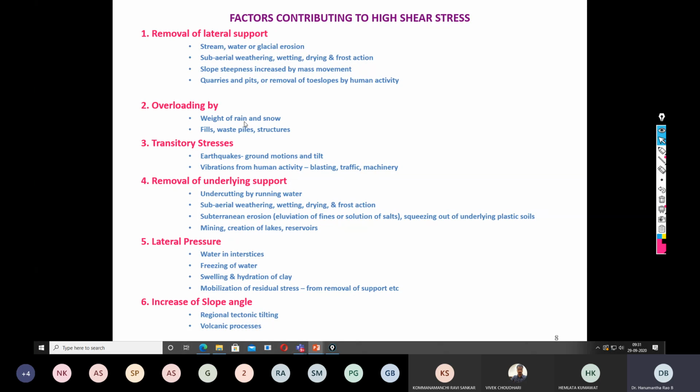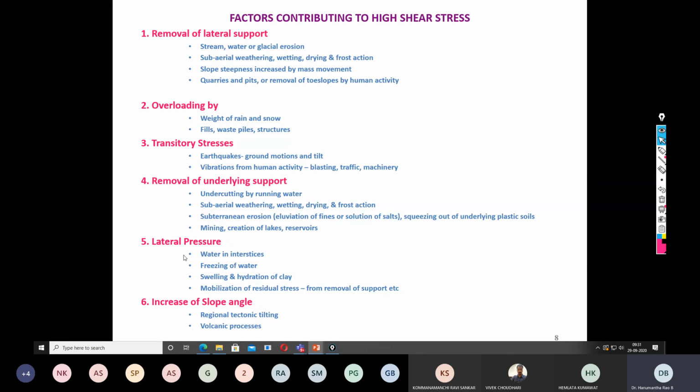Then overloading by weight of rain and snow fills. Oh, sorry, this is a high shear stress. Sorry, the factors contributing to high shear stress, which triggers the failure of the slope: removal of any lateral support, then overloading by rain and snow fills, waste piles, structures, transitory stresses, earthquakes, removal of underlying support, undercutting by running water, then lateral pressure. So water in interstices, freezing of water, increase of slope angle.